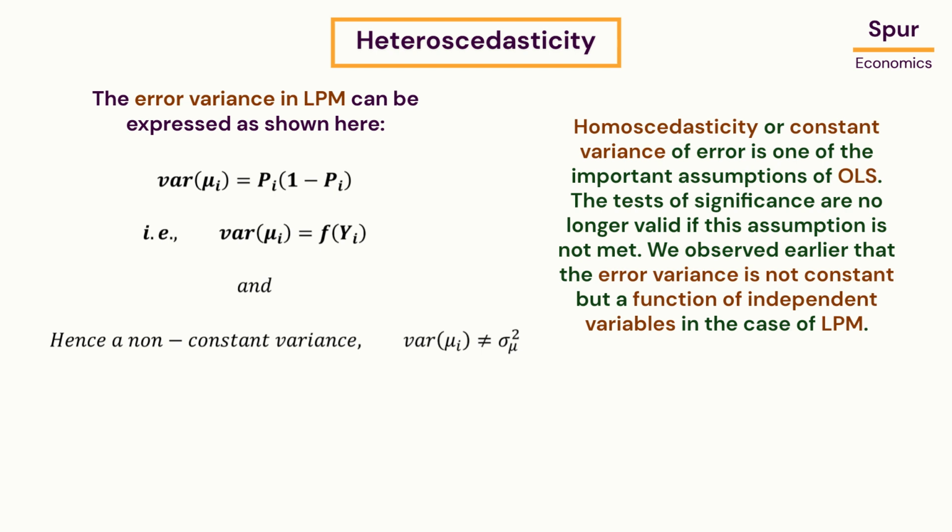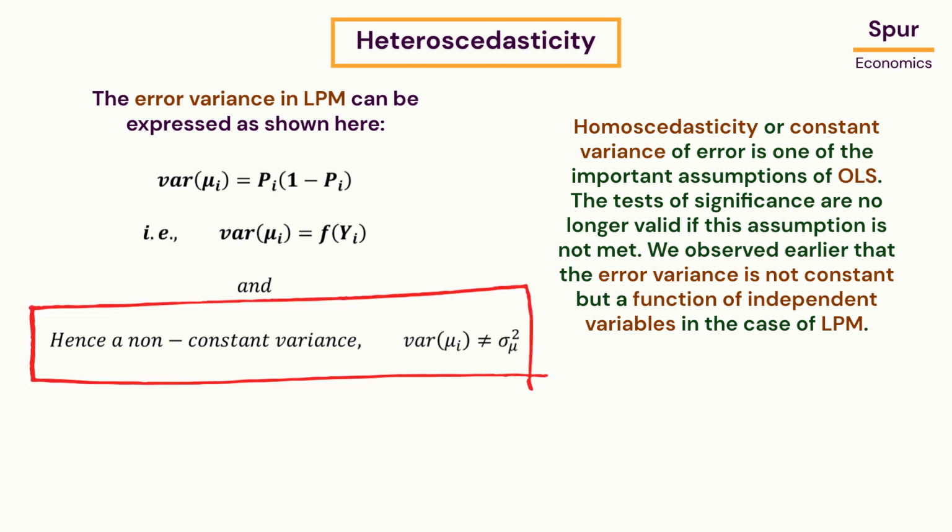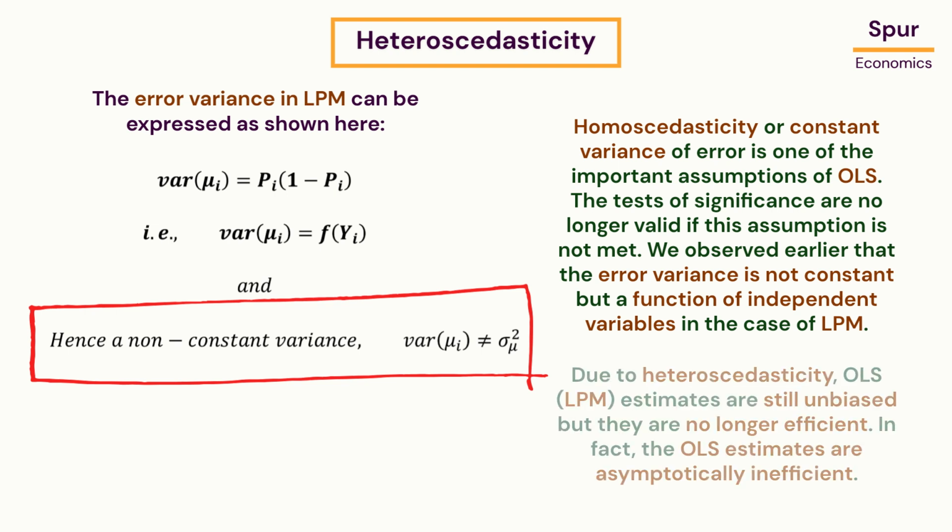Homoscedasticity or constant variance of error is one of the important assumptions of OLS. The tests of significance are no longer valid if this assumption is not met. We observed earlier that the error variance is not constant but a function of independent variables in the case of LPM. Due to heteroscedasticity, OLS estimates are still unbiased, but they are no longer efficient. In fact, the OLS estimates are asymptotically inefficient.